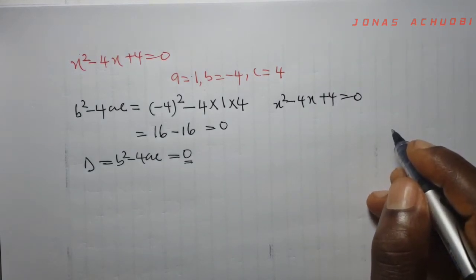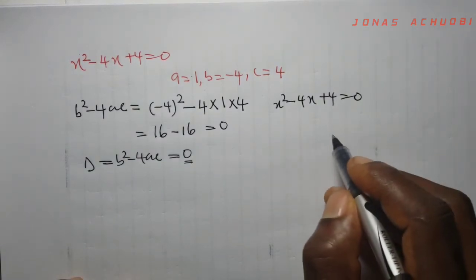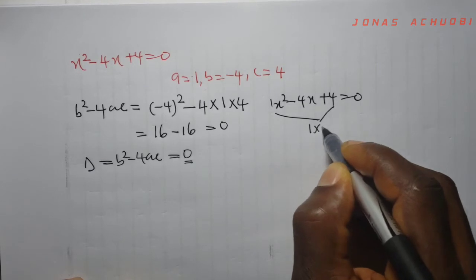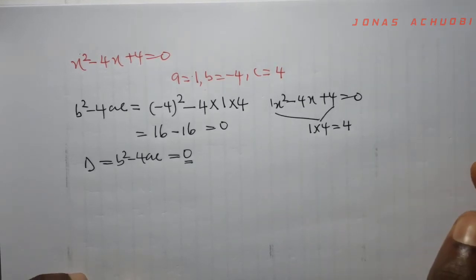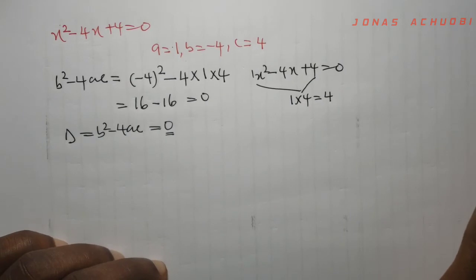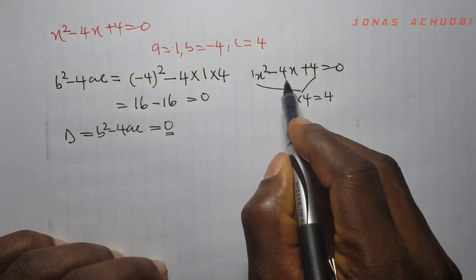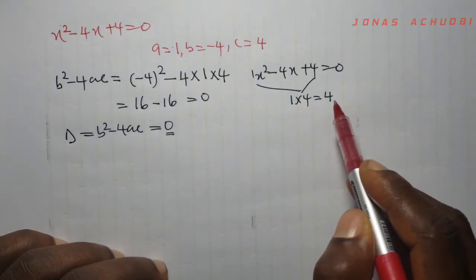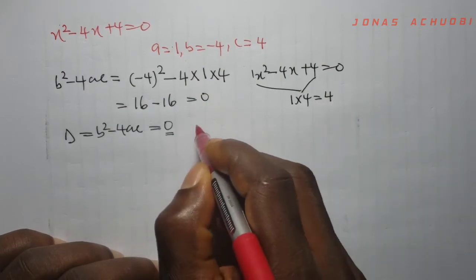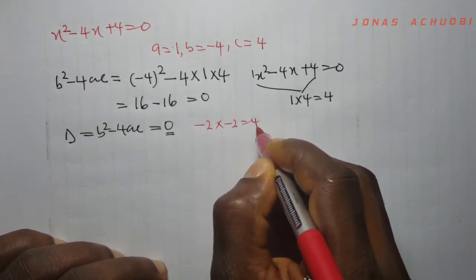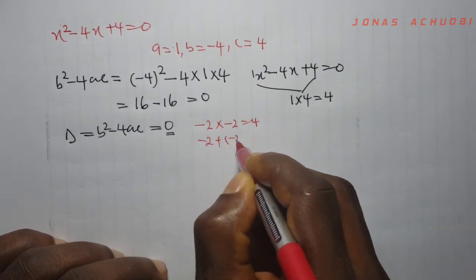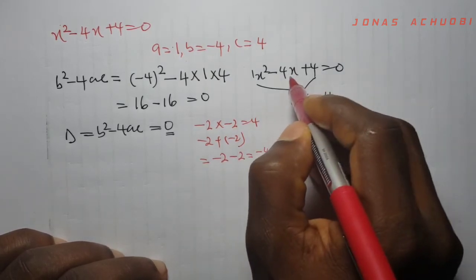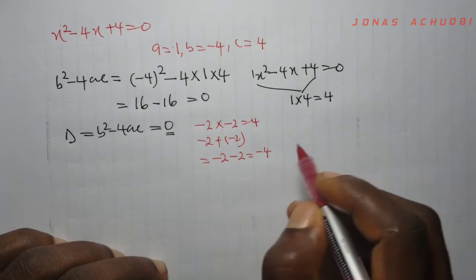I want to solve this using the method of factorization. So what's the first step? We multiply a and c. Our a is 1 and our c is 4, so a times c is 4. We now look for two numbers such that when we add them, we get minus 4, the middle term, and when we multiply them, we get 4. Those numbers are negative 2 and negative 2, because minus 2 times minus 2 is 4, and minus 2 plus minus 2 is minus 4. So our values are minus 2 and minus 2.